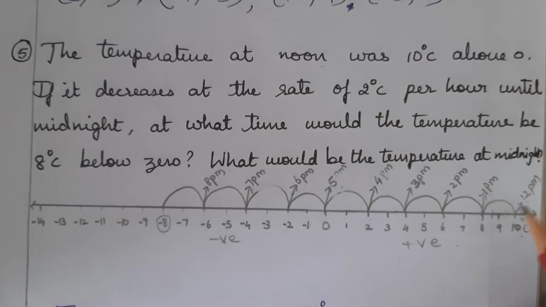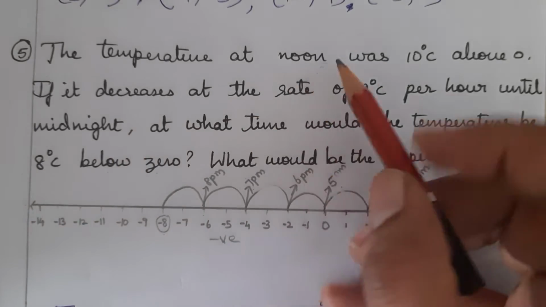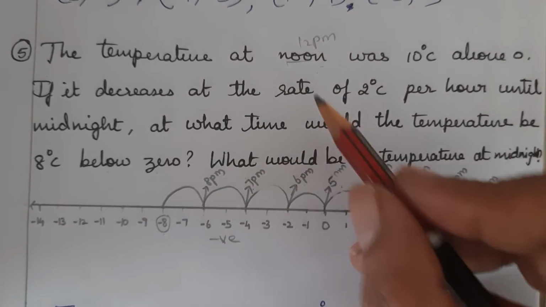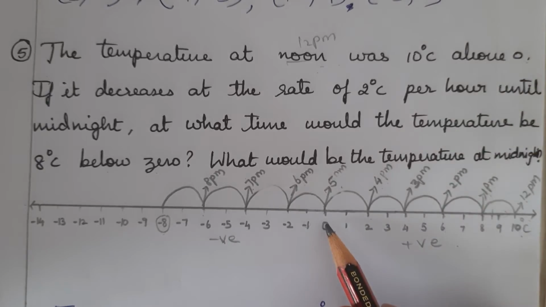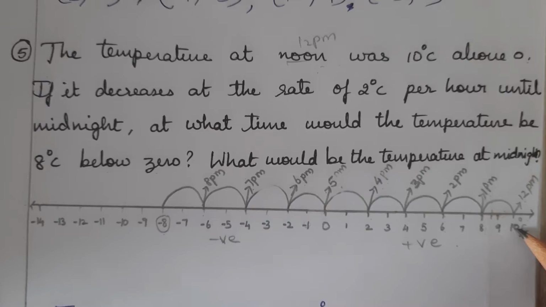So, I have drawn this number line. All these I have represented the temperatures on the number line. All these are temperatures. Now, the temperature at noon. Noon means what? 12 p.m. Okay. Noon means 12 p.m. At 12 p.m. the temperature is 10 degrees Celsius above 0. So, 0 is here. Above 0, 10 degrees Celsius means it is here.